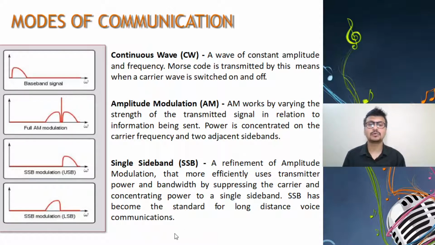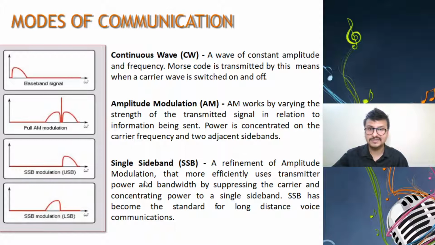Coming to the second mode, that is amplitude modulation. Amplitude modulation is the highest height of the wave. As it is already in its name, amplitude, the varying thing will be the amplitude. AM works by varying the strength of the transmitted signal in relation to the information being sent. So you are varying the strength of the transmitter, so that you are increasing the wave.